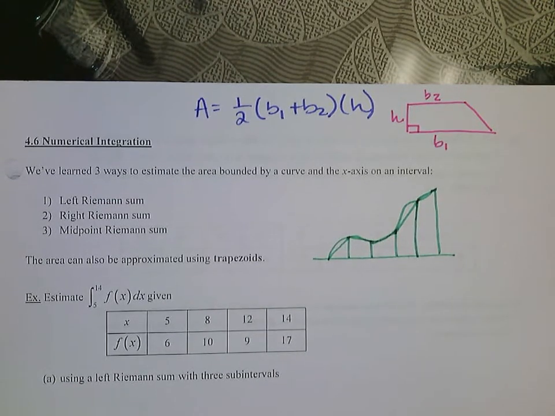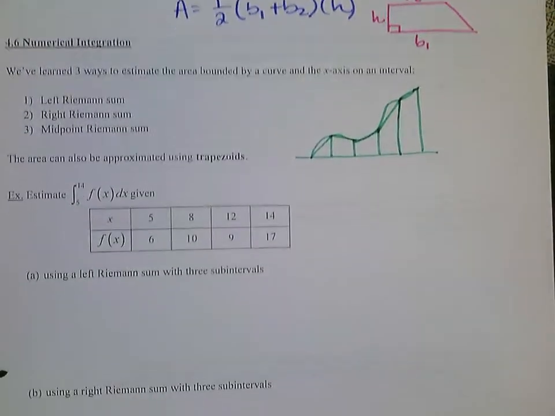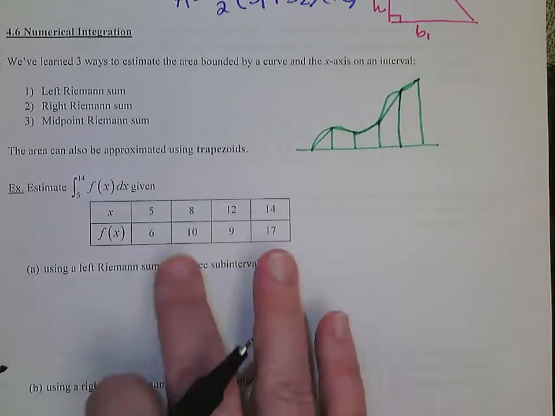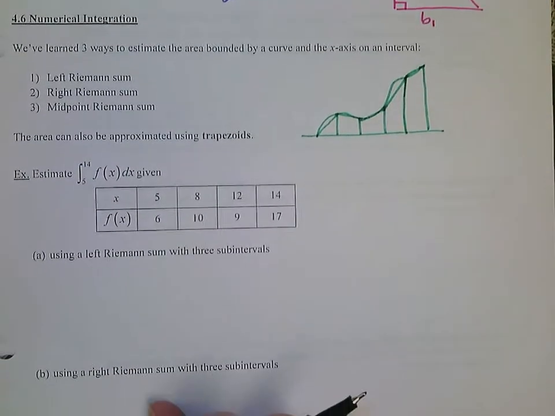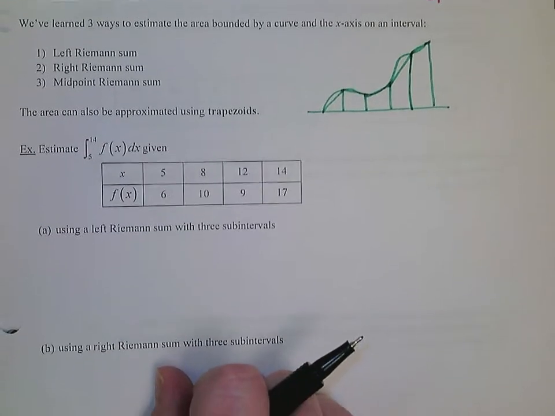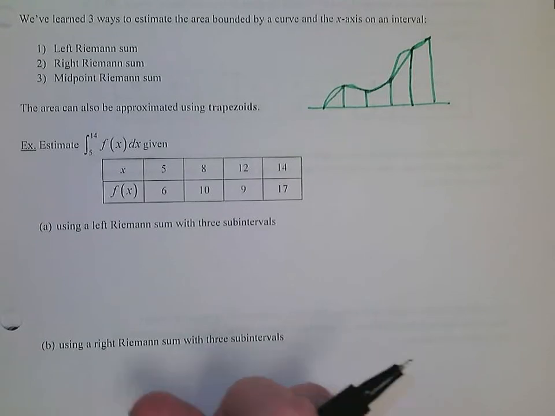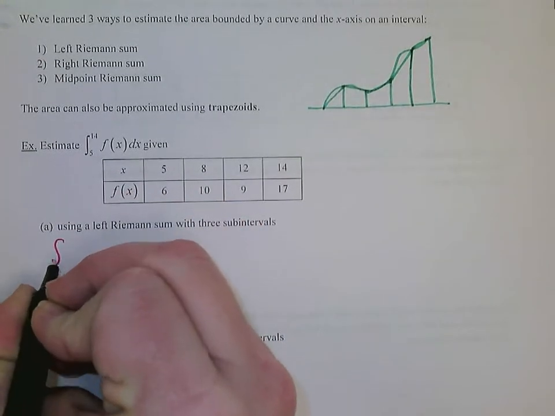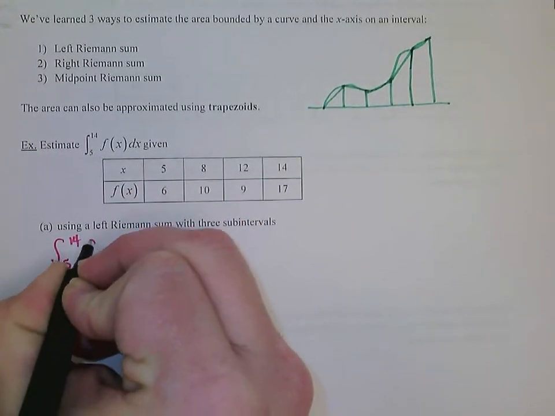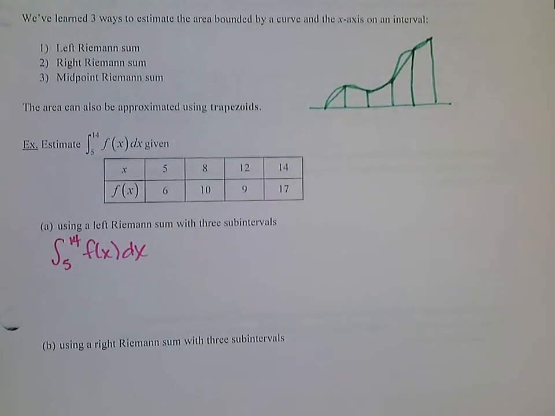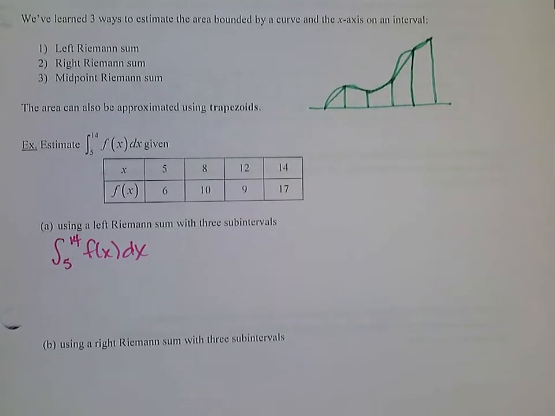So we're going to use some different methods to estimate the integral from 5 to 14 of f of x with respect to x, given this table about our function values. So they've given us our function at various x values, and we're going to use that to approximate the integral from 5 to 14 f of x dx. First using a left Riemann sum, then we'll do it with a right Riemann sum, and then we'll check out what a trapezoidal sum would look like.